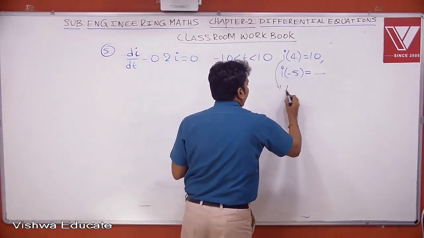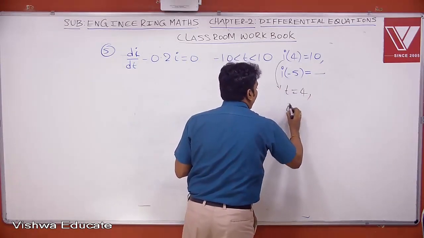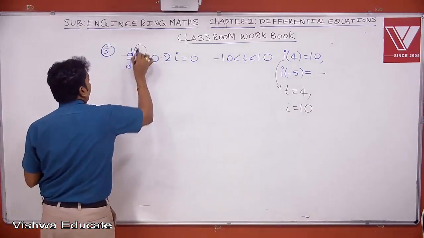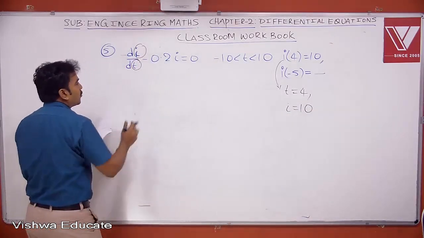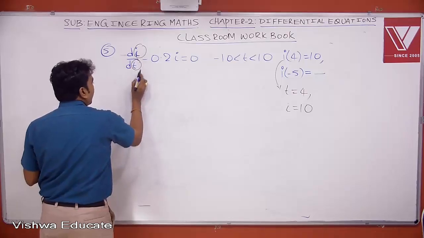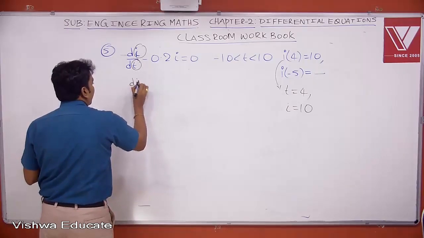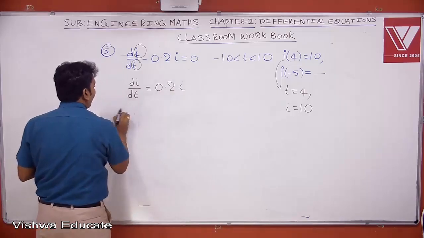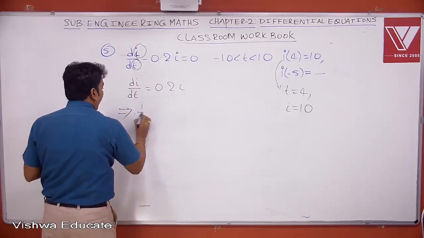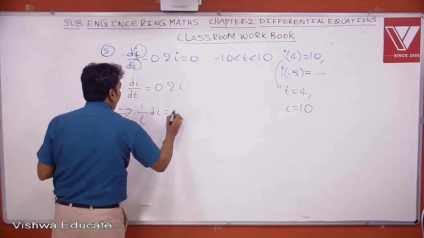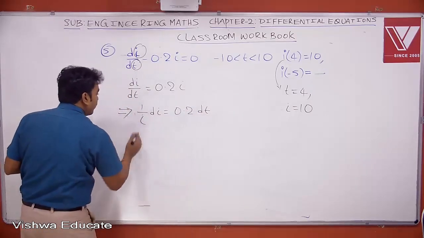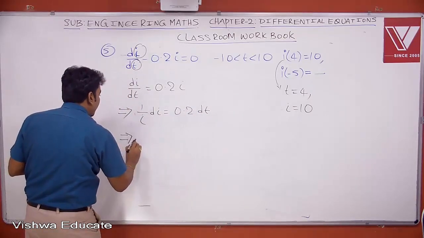What does it mean? When t equal to 4, I value is 10. Here I is a dependent variable, t is the independent variable. So we get the result for I in terms of t. This equation is equivalent to di by dt equal to 0.2 I. Cross multiply: 1 by I into di equal to 0.2 dt. Now t variables are on one side, I variables are on one side. Apply integration on both sides.